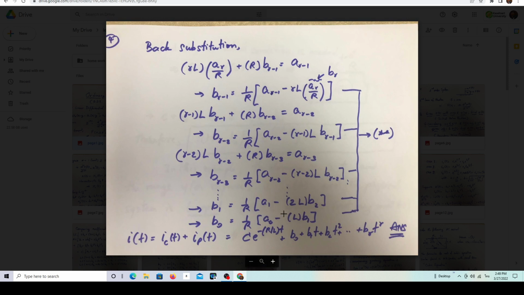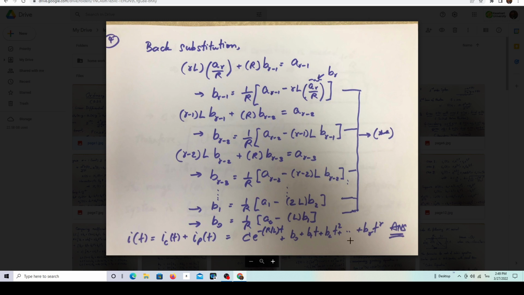And it becomes like a back substitution to get all this relationship. Once you know b related to a, you can establish the general solution of i as a function of t, equal to the complementary solution plus the particular solution, which is equal to a constant C times e to the minus R over L t. This is the complementary solution, where minus R over L is the root of the characteristic equation, and there's only one root here because it's a first order system.